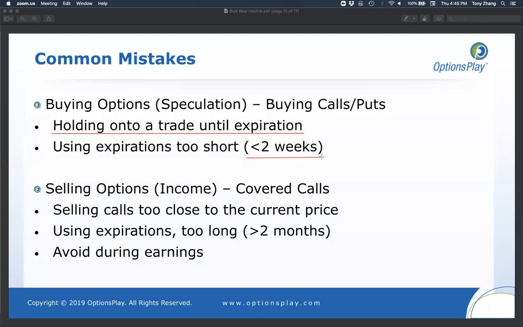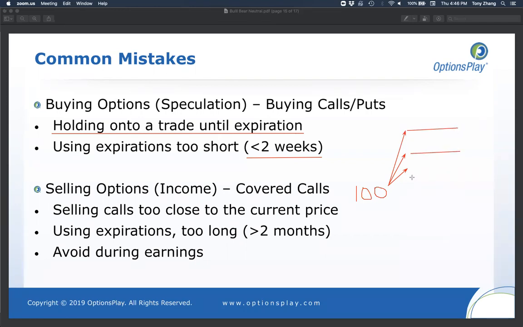Conversely, when you're selling options, this is really where many times we see users selling covered calls that are too close to the current price. So in the example before, when we talked about a stock that's trading at $100, when you're selling covered calls, you want to sell a covered call that's above the current price. So whether you're going to sell, let's say, a 105, a 110, or maybe a 115 call, we generally will tell you that when you're selling covered calls, you want to stick to these higher strike prices.